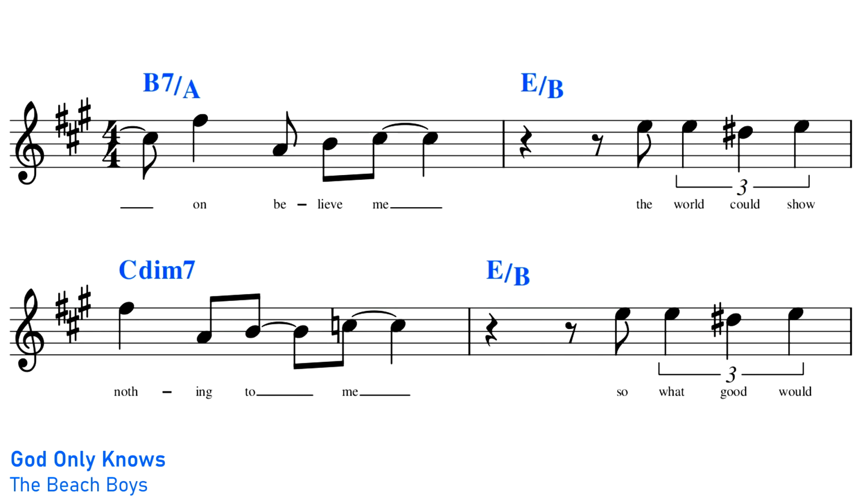God Only Knows by the Beach Boys features this C diminished 7 chord in the middle of its verse. This C diminished 7 chord resolves really neatly onto the E major chord.